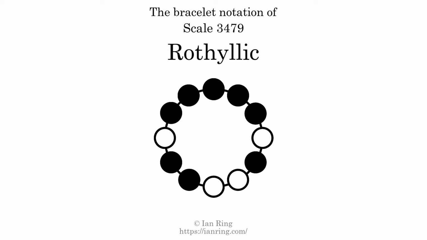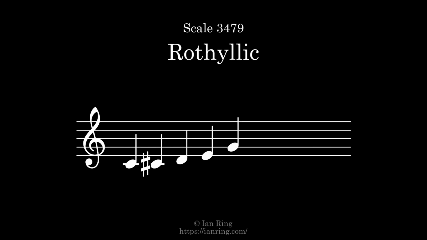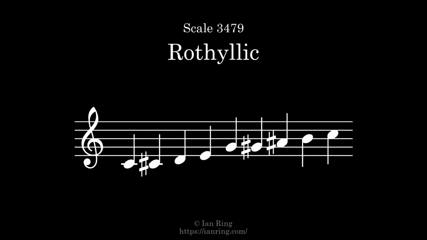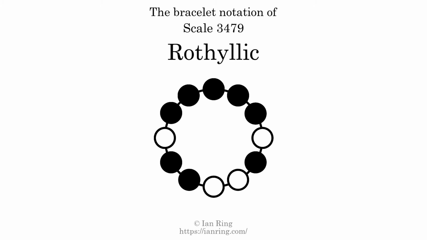3479, Rothyllic, which sounds like this. This scale has 8 tones, which means it is called an octatonic scale. This is a bracelet notation diagram of scale 3479. The shaded circles represent tones that appear in the scale, and they are read clockwise, starting at the top.